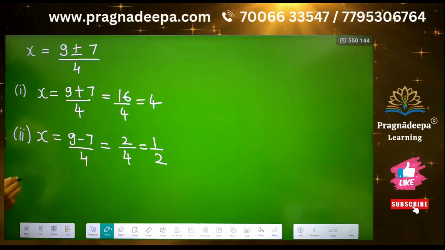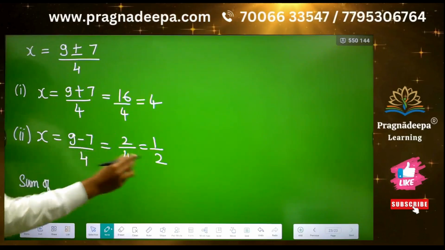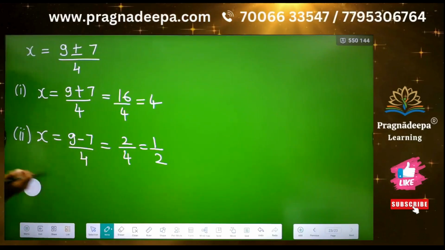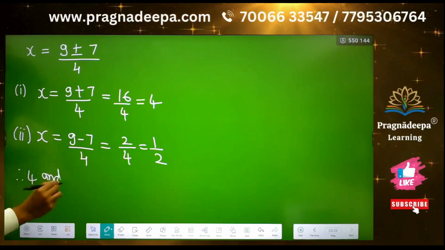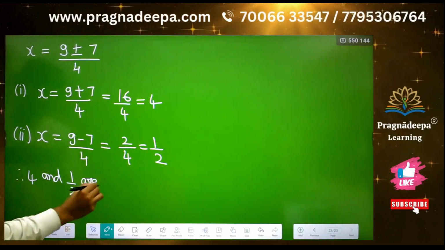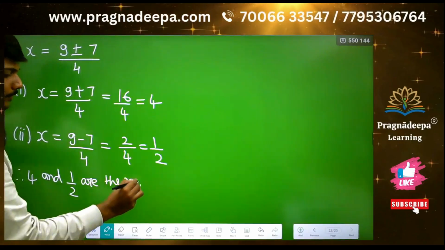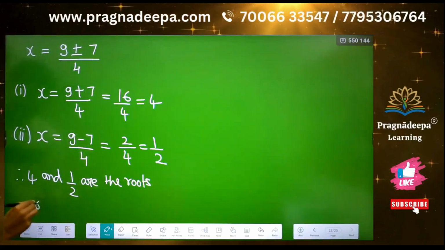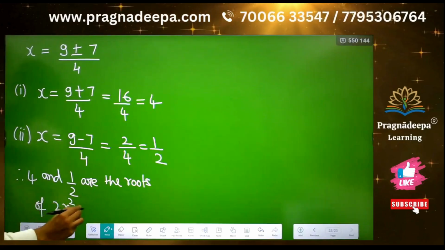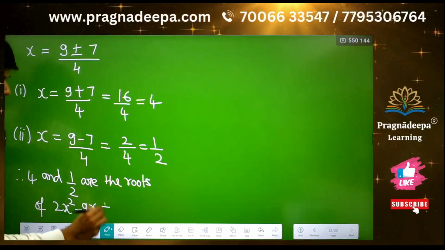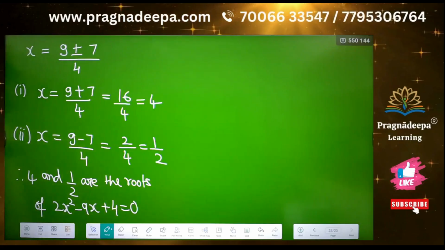Okay. So now let us find out sum of the roots. So we have two roots, right? 4 and 1 by 2 are the roots of the polynomial. Therefore, 4 and 1 by 2 are the roots of the given polynomial 2x square minus 9x plus 4 is equal to 0. These are the roots. Okay.